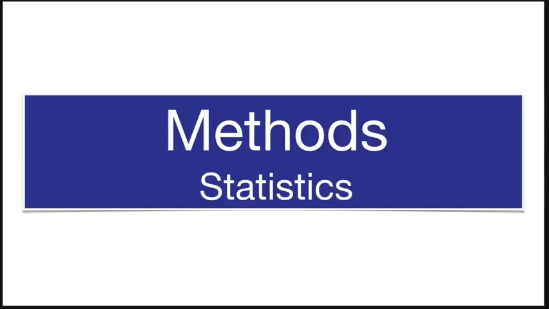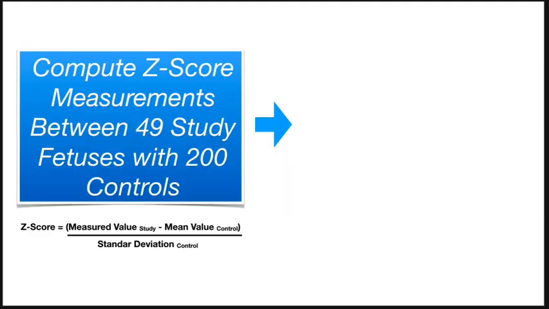Let's now review the statistics that were used in this study. First, Z-score measurements were computed for 49 study subjects. The Z-score was obtained by measuring each cardiac structure from each study fetus, then subtracting the expected mean value from a normal control group of 200 fetuses, and then dividing the value by the standard deviation from the control group.